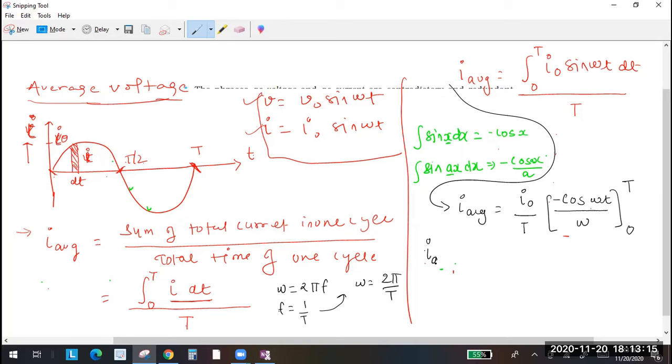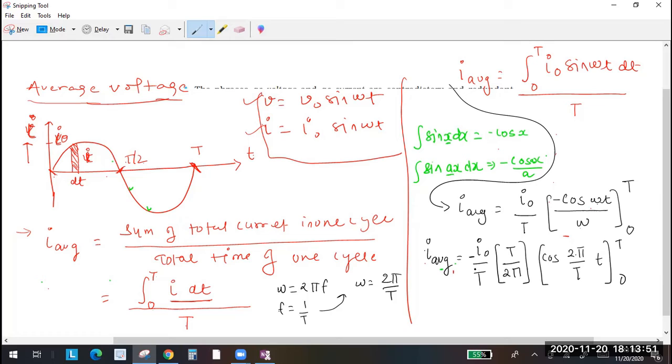So I am going to write I average to be I naught over T into, in the place of omega, if I write this value, this will come 2 pi by T. Can you see, understand? And if I take I naught outside, then this is cos omega, let's suppose omega in the place of omega, 2 pi by T into t, dt, from 0 to T. Up to here, understand or not? Easy or not? Easy, right?